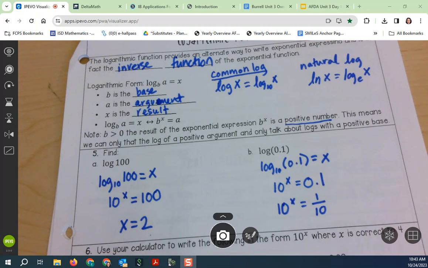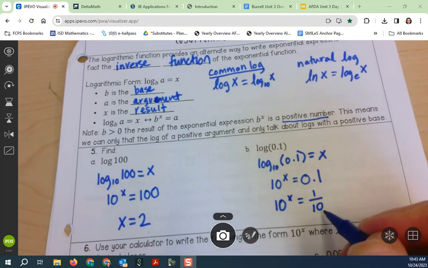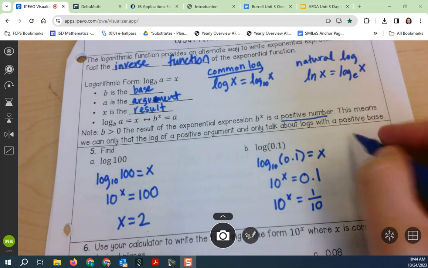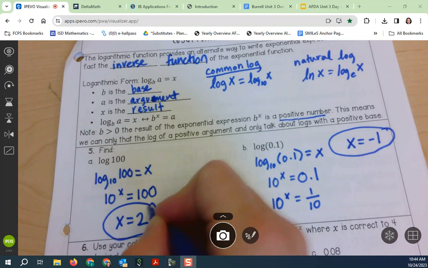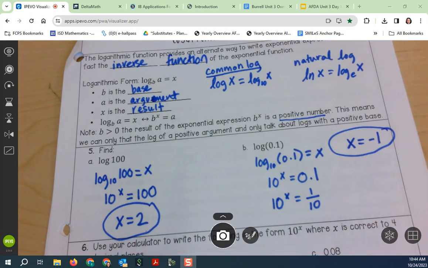And some of us are more used to seeing negative exponents written this way. Remember when you have x to the negative 1, it gives you the reciprocal of x to the 1. So 10 to the negative 1 would give you the reciprocal, which is 1/10. So that would be x equals -1. What would 10 to the negative 2 be? Try it. 10 to the negative 2 is going to give you 1 over what? 100. 1 over 10 squared, so 1 over 100. Yeah. Okay.